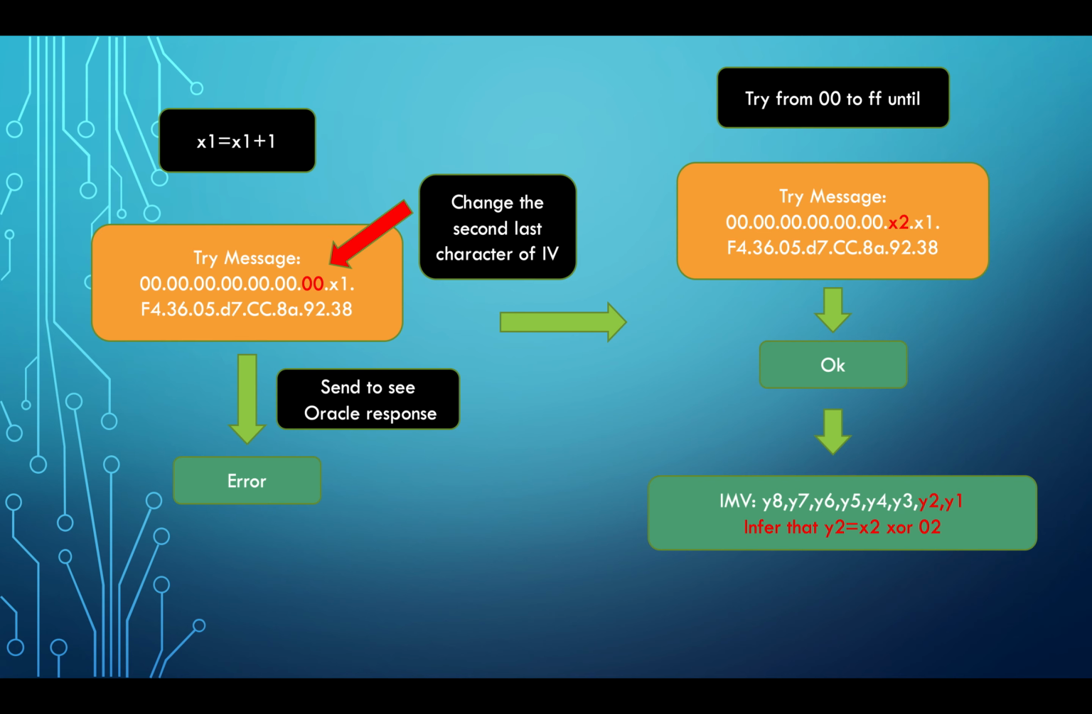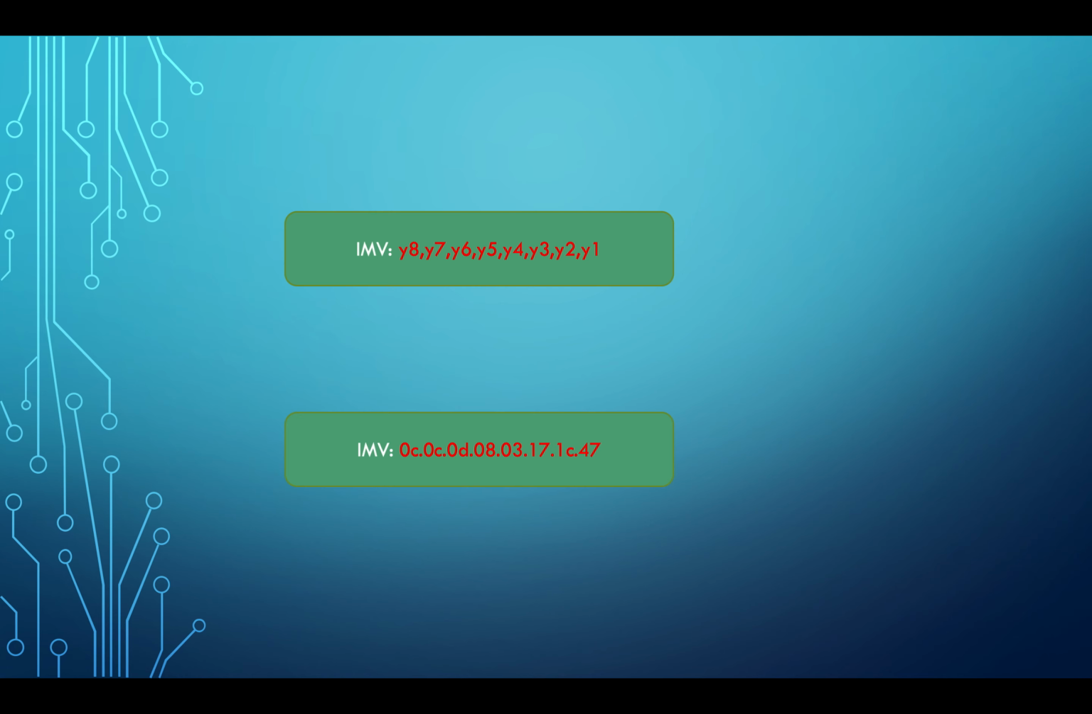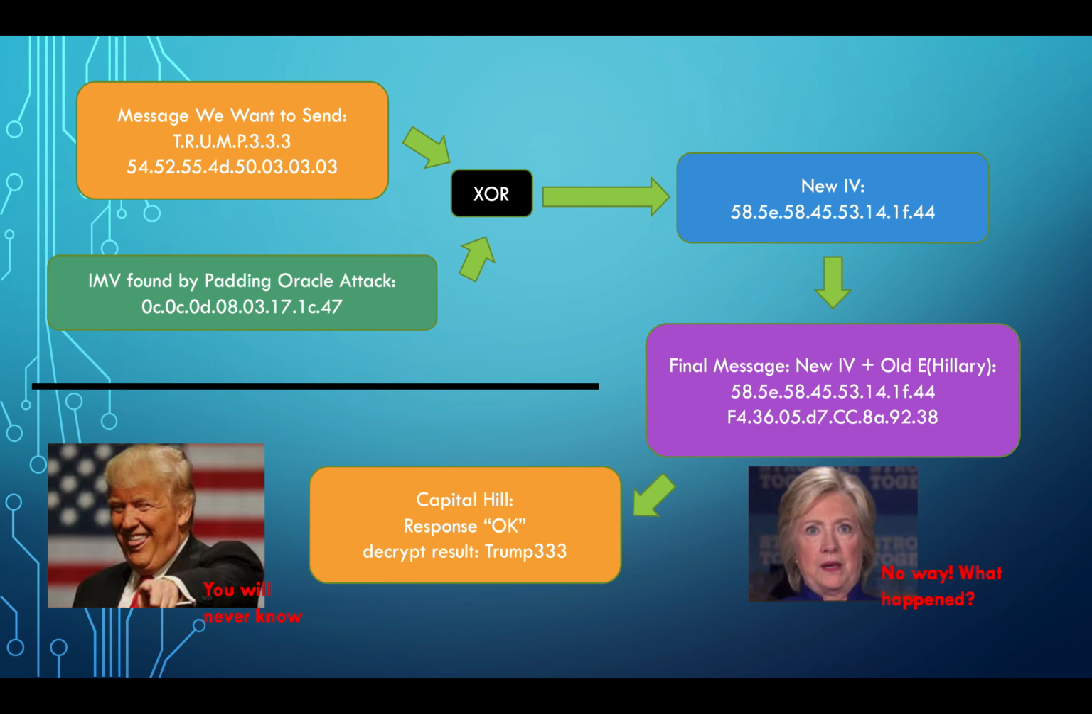Similarly, we do this operation 8 times. We can get the whole value of INV from Y8 to Y1. The total computing time is less than 8 times 255. So now the hacker has the INV values of the encrypted data. No matter whether it represented Hillary or Trump before, the hacker can now make it represent Trump from now on. Here is how he can do it.